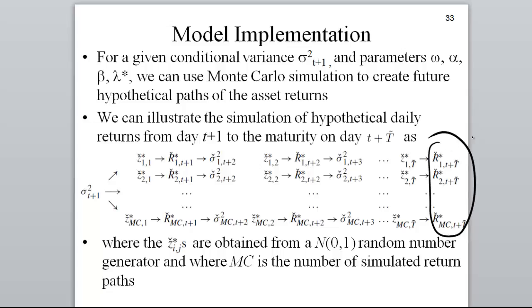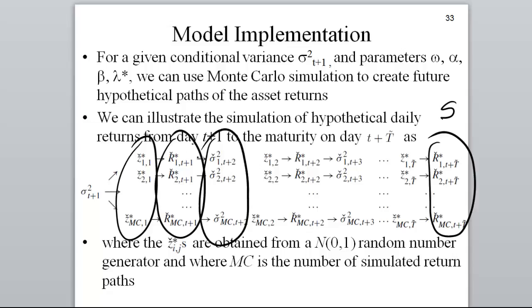So this is going to be the return 1 up to return Monte Carlo, let's say 10,000 paths for the stock price. How? By generating these Z's that are going to be 0, 1. Then they're going to generate new returns for day 1. Then we're going to have new volatilities for day 2. And then we keep going up till day T plus tau. This would be the maturity. And then at the end, with all these returns, we're going to get this new S price.